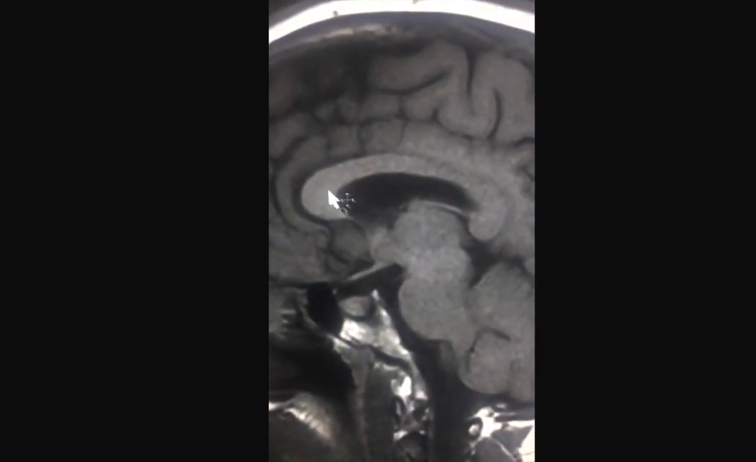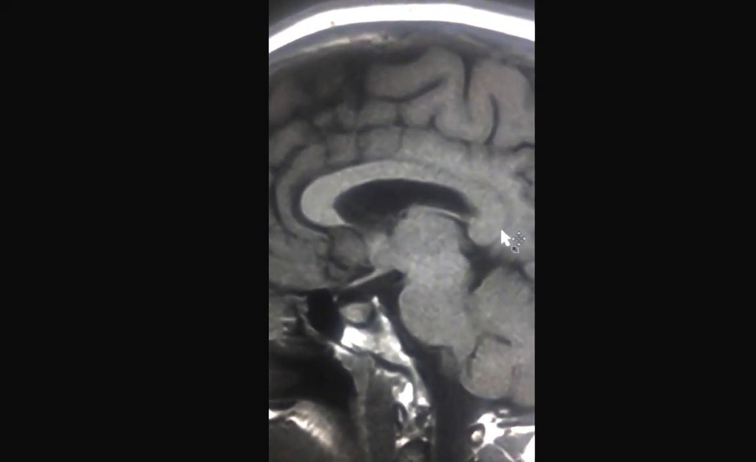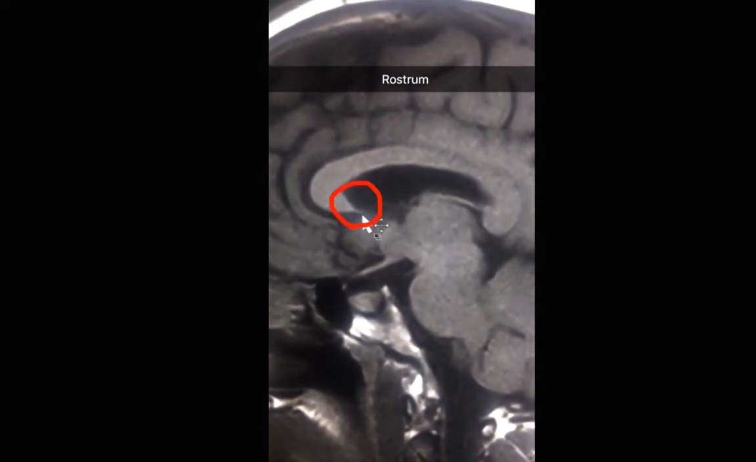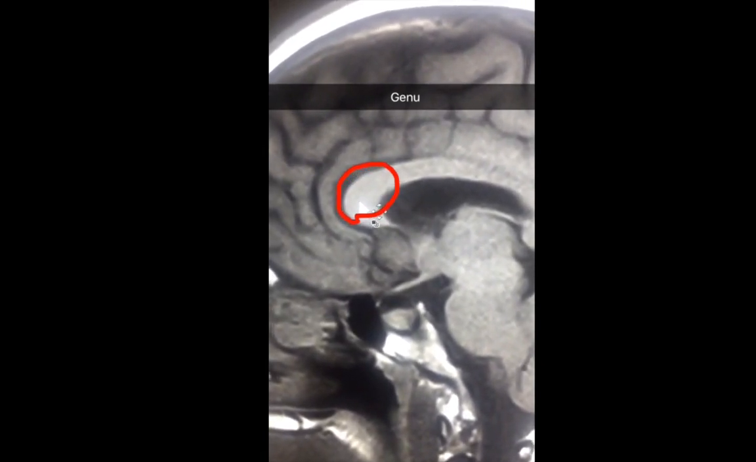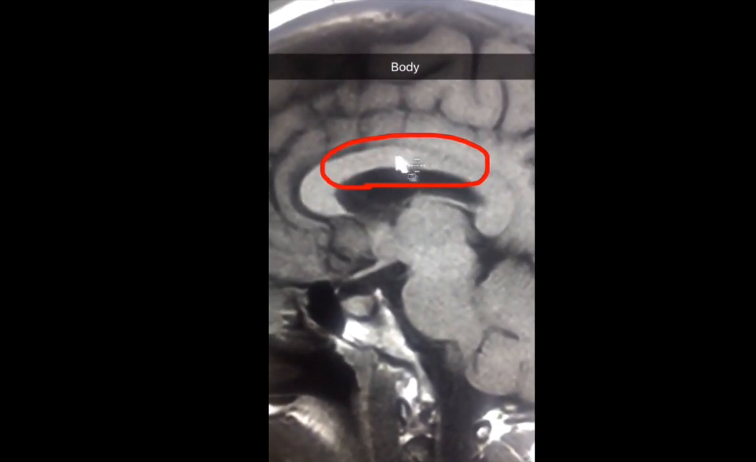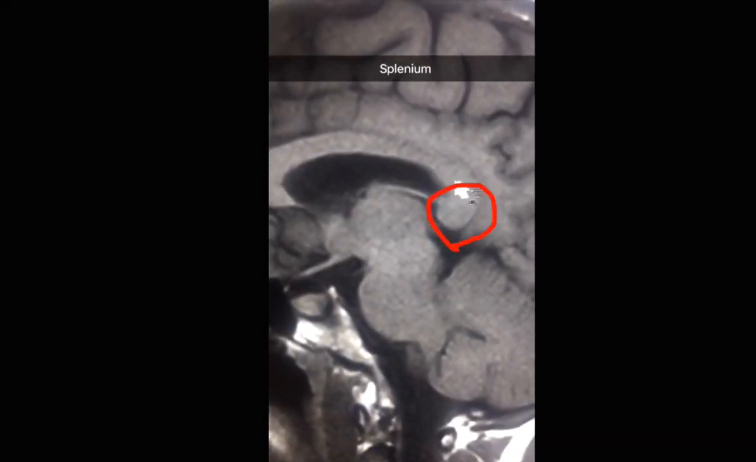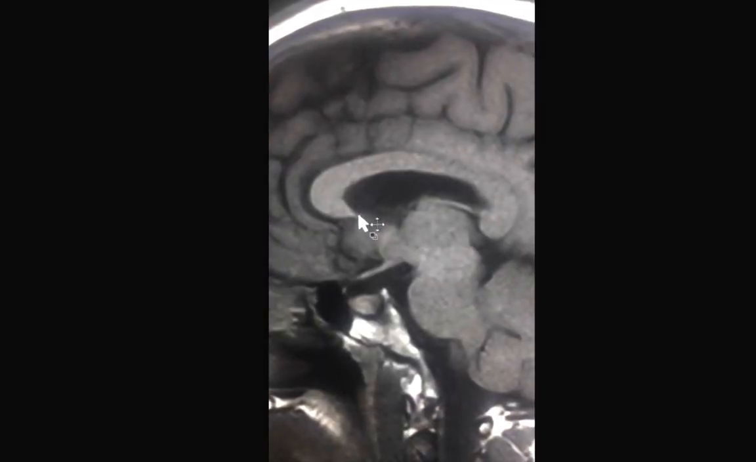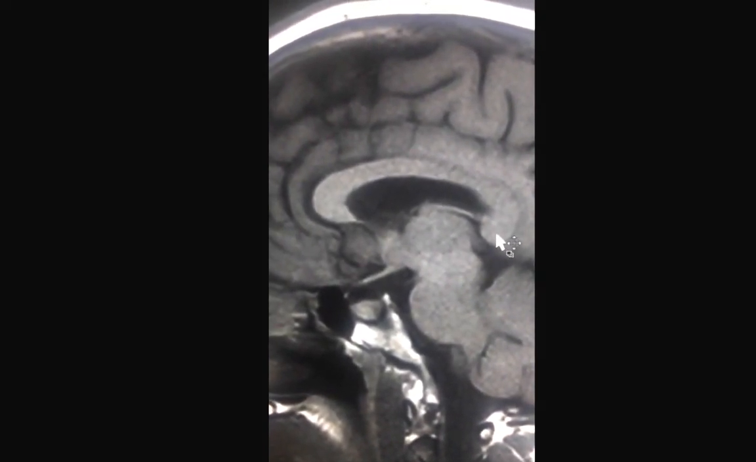Now that you know what a corpus callosum is, let's talk more about the anatomical segments of this structure. This part here that is tapered and looks like a beak is called the rostrum. This part that looks like a knee is called genu, and genu is knee in Latin. The largest curving part of the corpus callosum is called the body. And finally, the posterior bulging part here is called the splenium. So you have the rostrum, genu, body, and splenium of the corpus callosum.